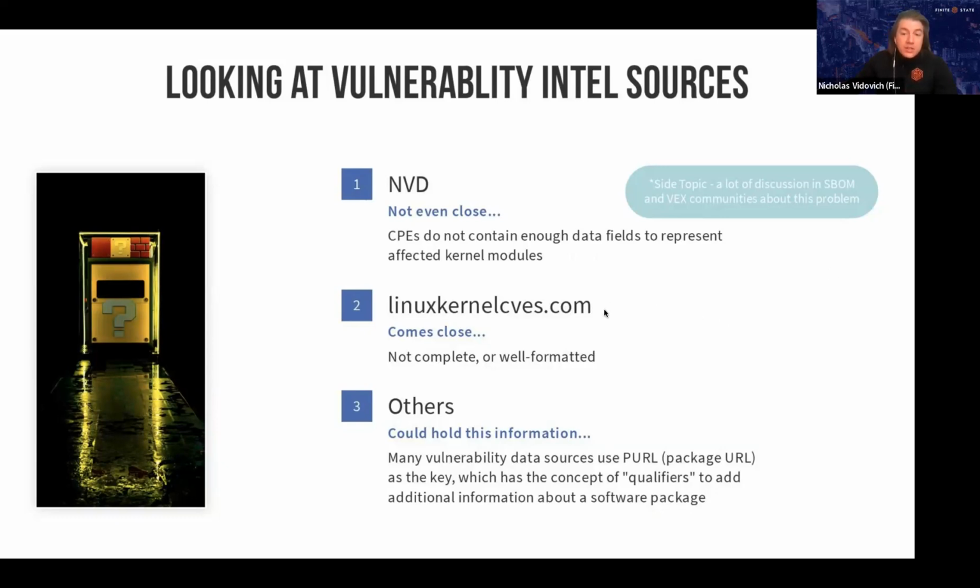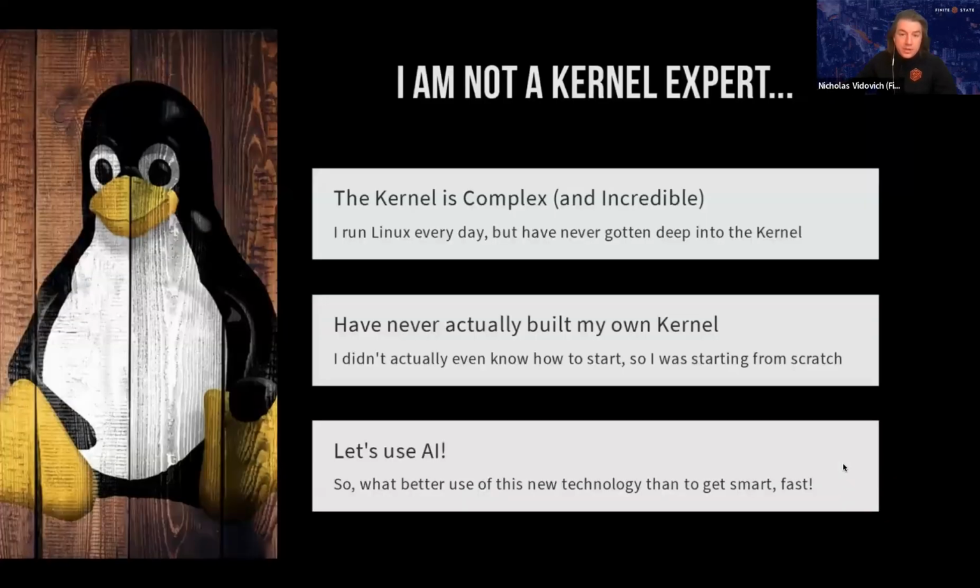But then looking at the Linux kernel CVEs.com data, it is actually really nice. It's close, but it's not quite as complete as we want, and it doesn't have a well-formatted lookup the way that we're looking for. Other intelligence sources could hold this information because they use the PURL as a lookup, and PURLs have this concept of a qualifier. It's almost like the query parameters on a URL, where you can add additional information into that package URL. But right now, there was no source for us to find this information. So what we are going to do is develop that source.